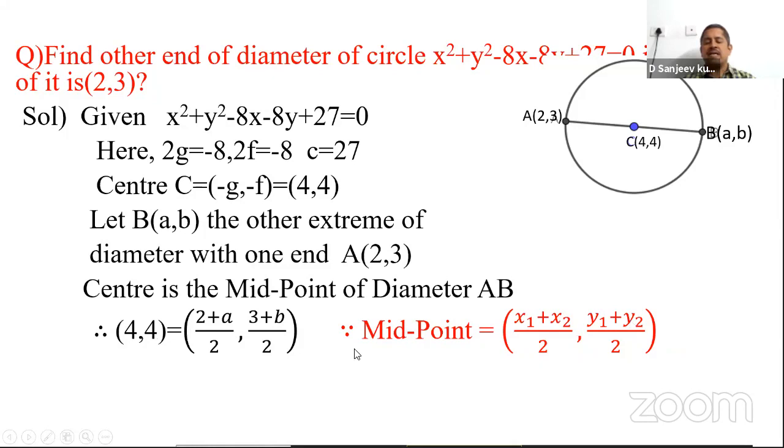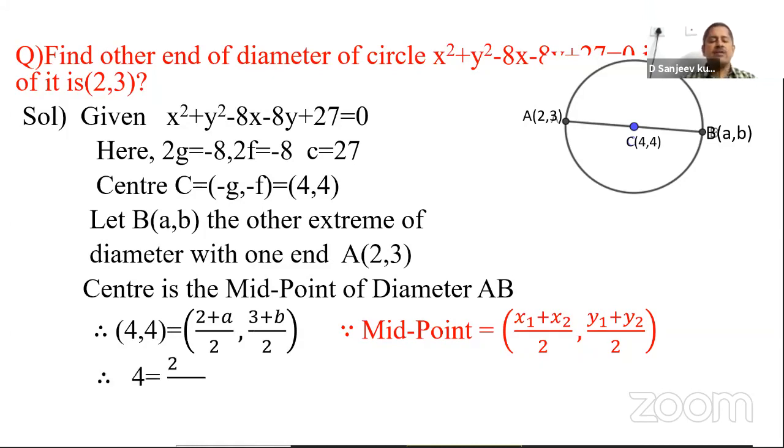So you can see that the midpoint is the center. The center is (4, 4). The x1 value is 2 here. The x2 value you have taken as A: (2 plus A)/2. Likewise, (3 plus B)/2. So the 2 points are equal, which means the corresponding x values and corresponding y values should be equal.